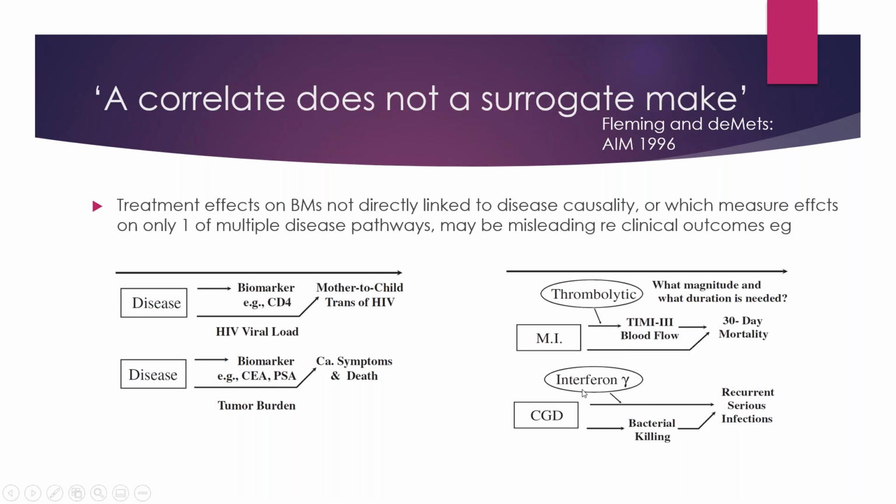Similarly, interferon gamma is a measure of response to therapy for chronic granulomatous disease, but you have to actually kill the bug in order to prevent recurrence of infection and indeed cure of the disease per se. And these are all examples of false outcomes that were assessed based on a biomarker in clinical trials that eventually failed to show clinical benefit.